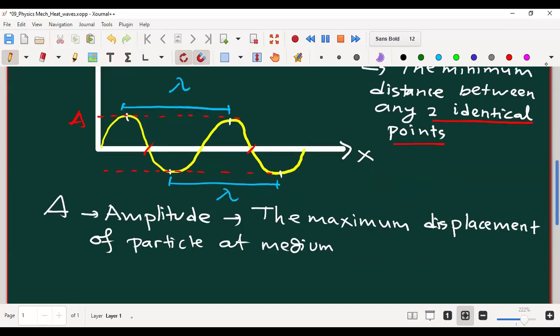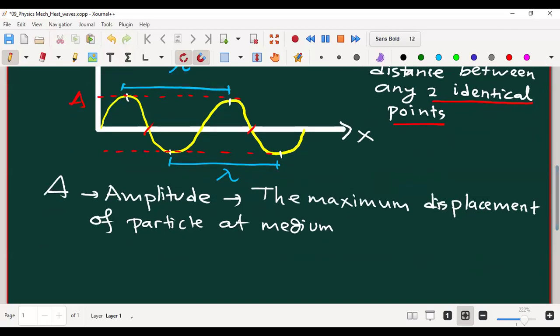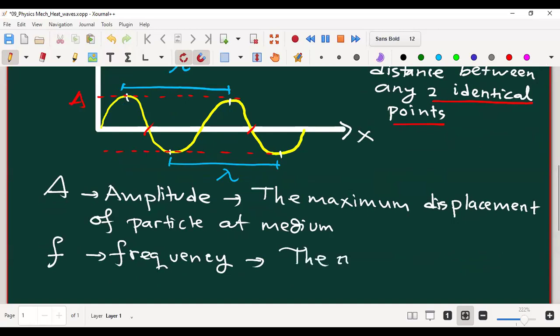And then the next is frequency. This is similar to oscillation before. The definition of frequency is the number of waves in 1 second. The number of waves that pass a given point in a unit time interval, the number of waves per unit time.